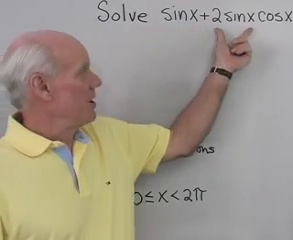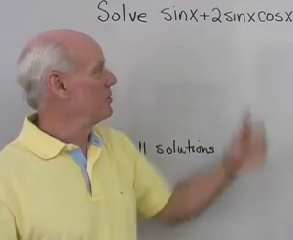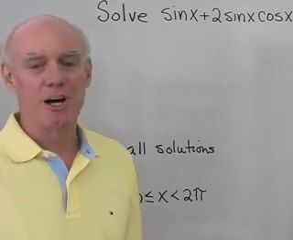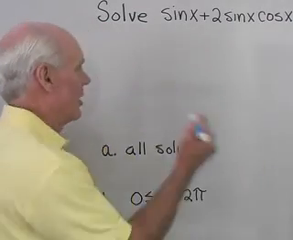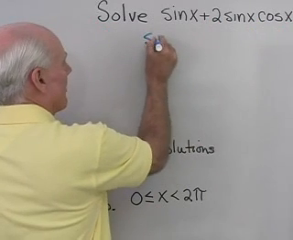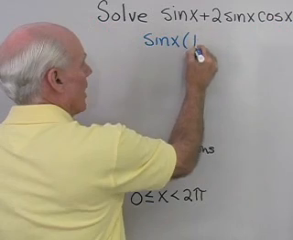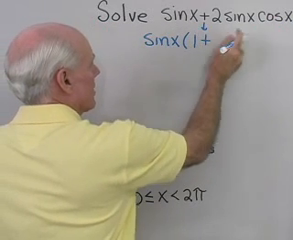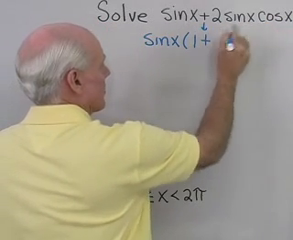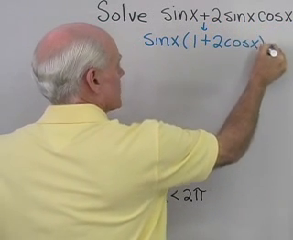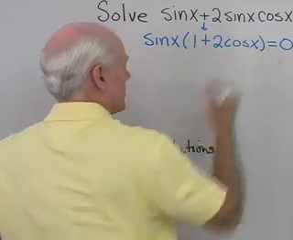Here I have sine x plus 2 sine x cosine x is equal to 0. I'm going to solve this equation by factoring. I'm going to factor out the greatest common factor, which is sine x. Watch what happens when I do that. I'll factor out a sine x. What's left in this term is a 1, plus, when I factor sine x from this term, what's left is 2 cosine x. Just like if I was solving a quadratic equation in algebra.